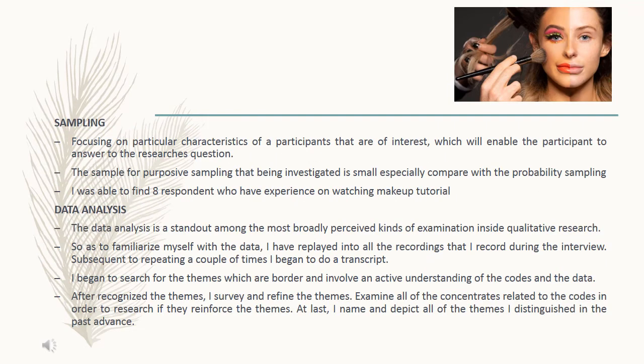Next is sampling. Sampling is focusing on a particular characteristic of a participant that is of interest, which will enable the participant to answer the researcher's questions. Furthermore, purposive sampling is simple, especially compared with probability sampling. The researcher was able to find 8 respondents who have experience watching makeup tutorials.